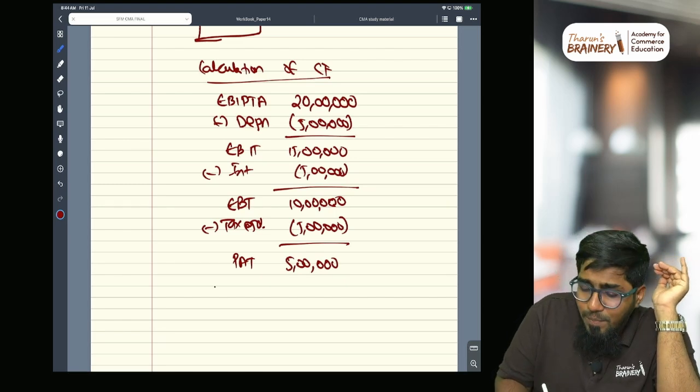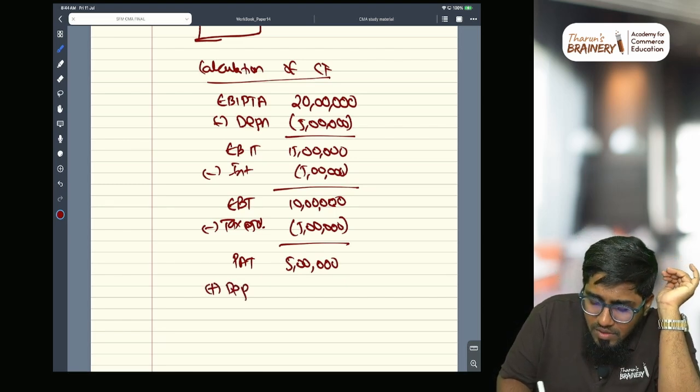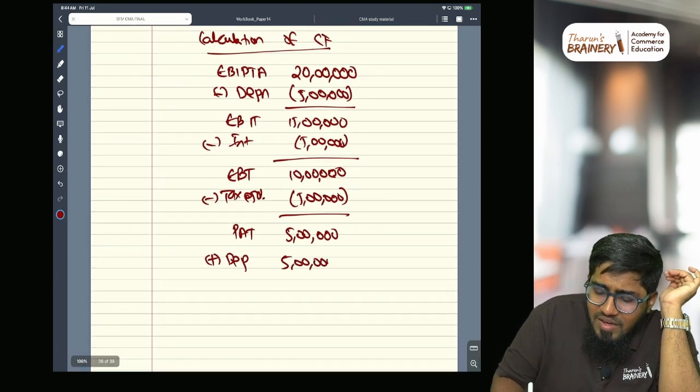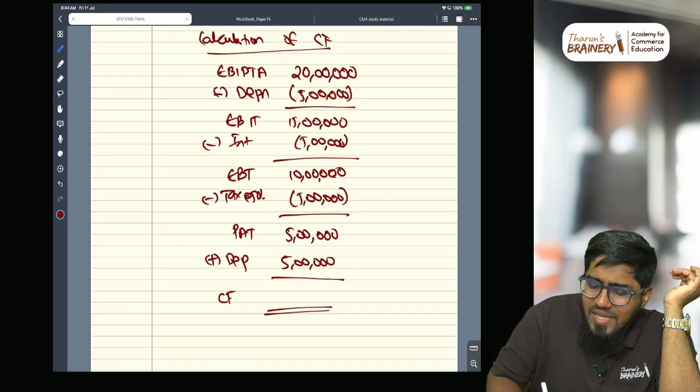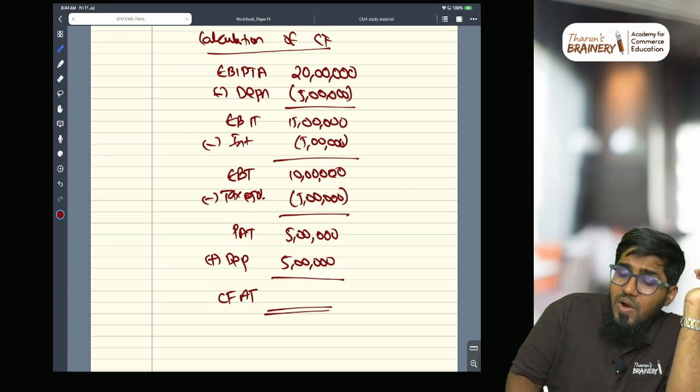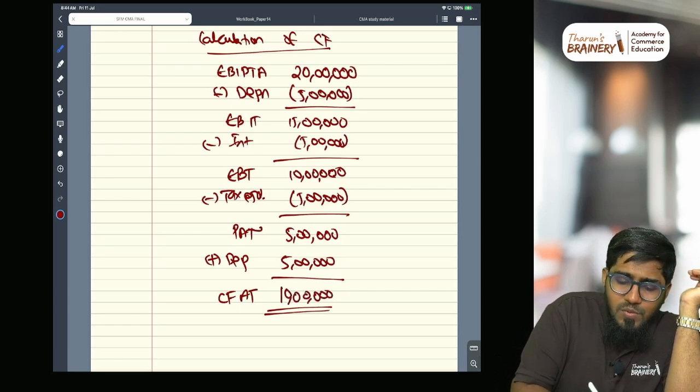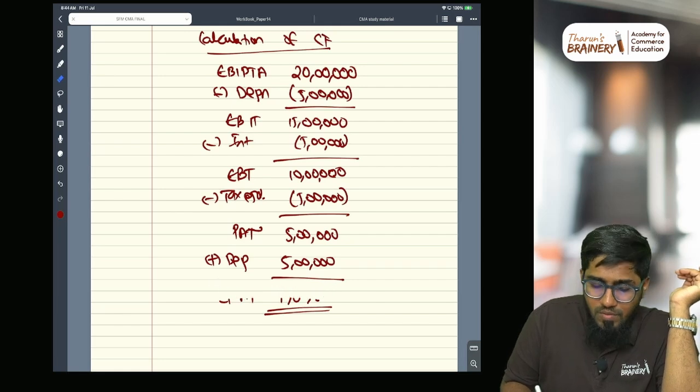PAT plus depreciation: how much is the depreciation? 5 lakh. This is what we call cash flow after tax. So this is profit after tax and this is cash flow after tax, which is 10 lakh rupees. This is the most important thing.